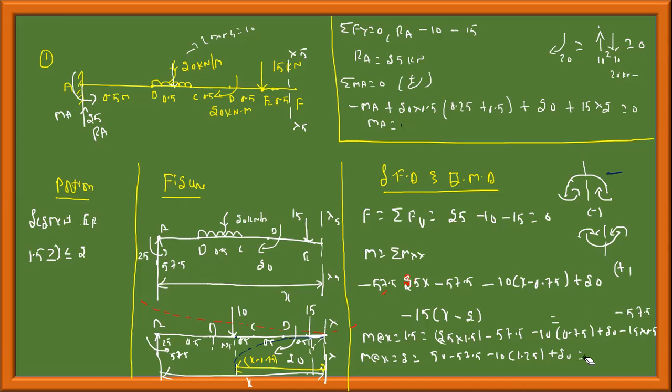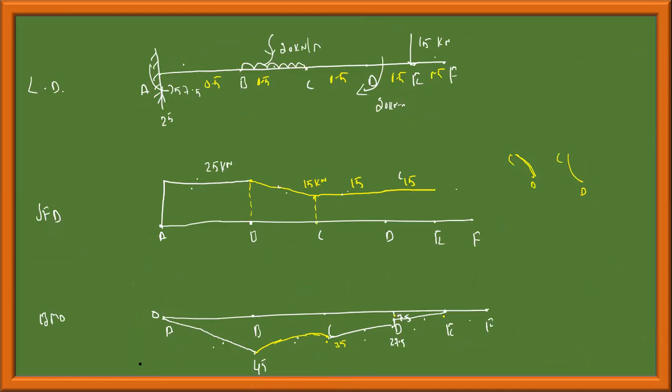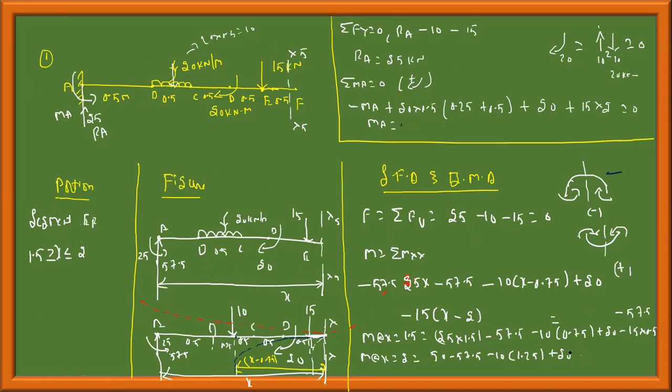You tell me now. M at x equal to 1.5 is how much? M at x equal to 2 is how much? At 1.5, minus 72.5. Correct, let me see. I'm getting 0.